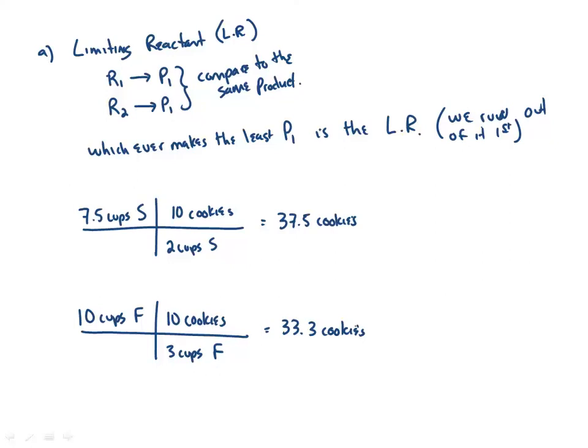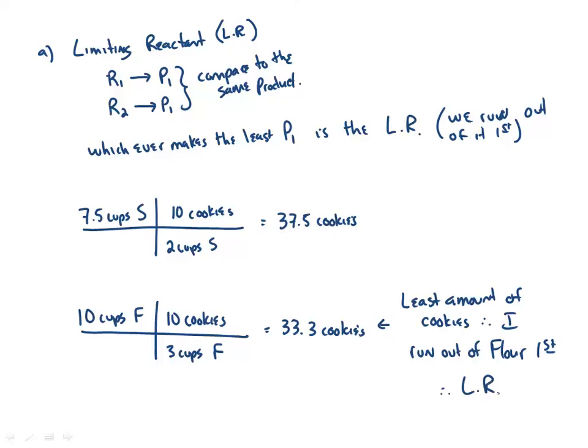Now see, it's a good thing that you bring up burnt cookies because that's part D. Right. So, which one is my limiting reactant? Yeah, the flour. This produces the least amount of cookies. Therefore, I run out of flour first. Therefore, it's what we term our limiting reactant.